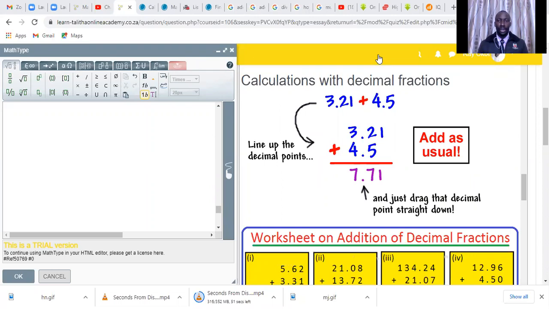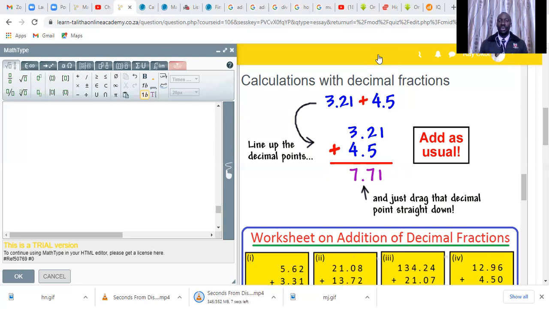In this lesson, we are going to look at calculations with decimal fractions, majorly operations with decimal fractions. How do we add decimal fractions? How do we subtract decimal fractions? And then later, maybe in 1 or 2 videos to come, we will also look at multiplication of decimal fractions and then division of decimal fractions.